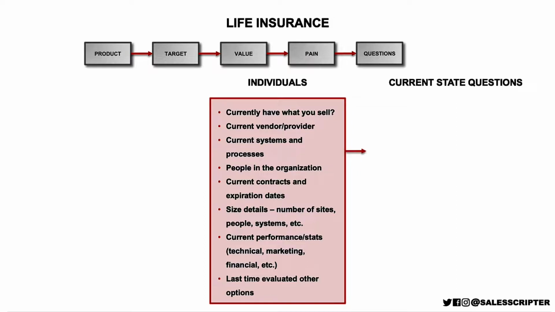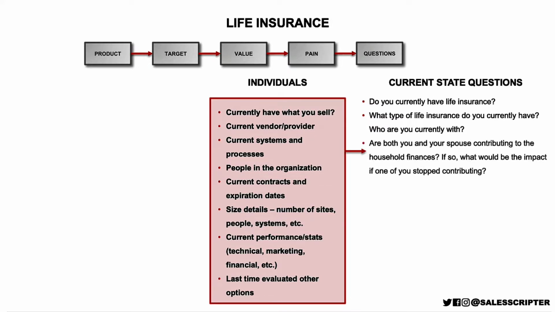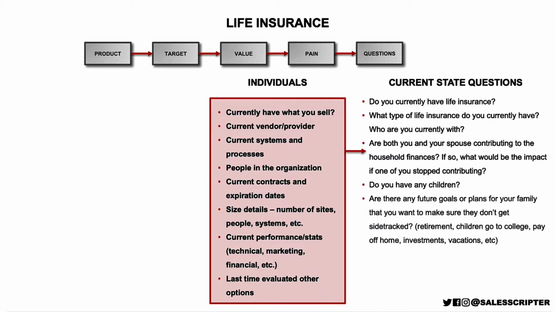So using that guideline, we can think of some questions like, do you currently have life insurance? What type of policy do you have? Who are you currently purchasing from? Who is your policy with? Are both you and your spouse contributing to household finances? If so, what would be the impact if one of you stopped contributing? Do you have any children? Are there any future goals or plans for your family that you would want to make sure don't get sidetracked, such as retirement, children going to college, paying off your home, investments, vacations, etc.?